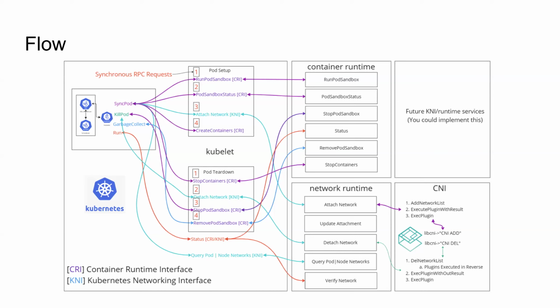And the same for the teardown: we do the stop containers, then we detach the network, then we do stop pod sandbox, which deletes the network namespace, and everything handles things rather elegantly. So it's important to note that this is all synchronous, that the containers can't come up without a network. That's the big piece of the puzzle here.